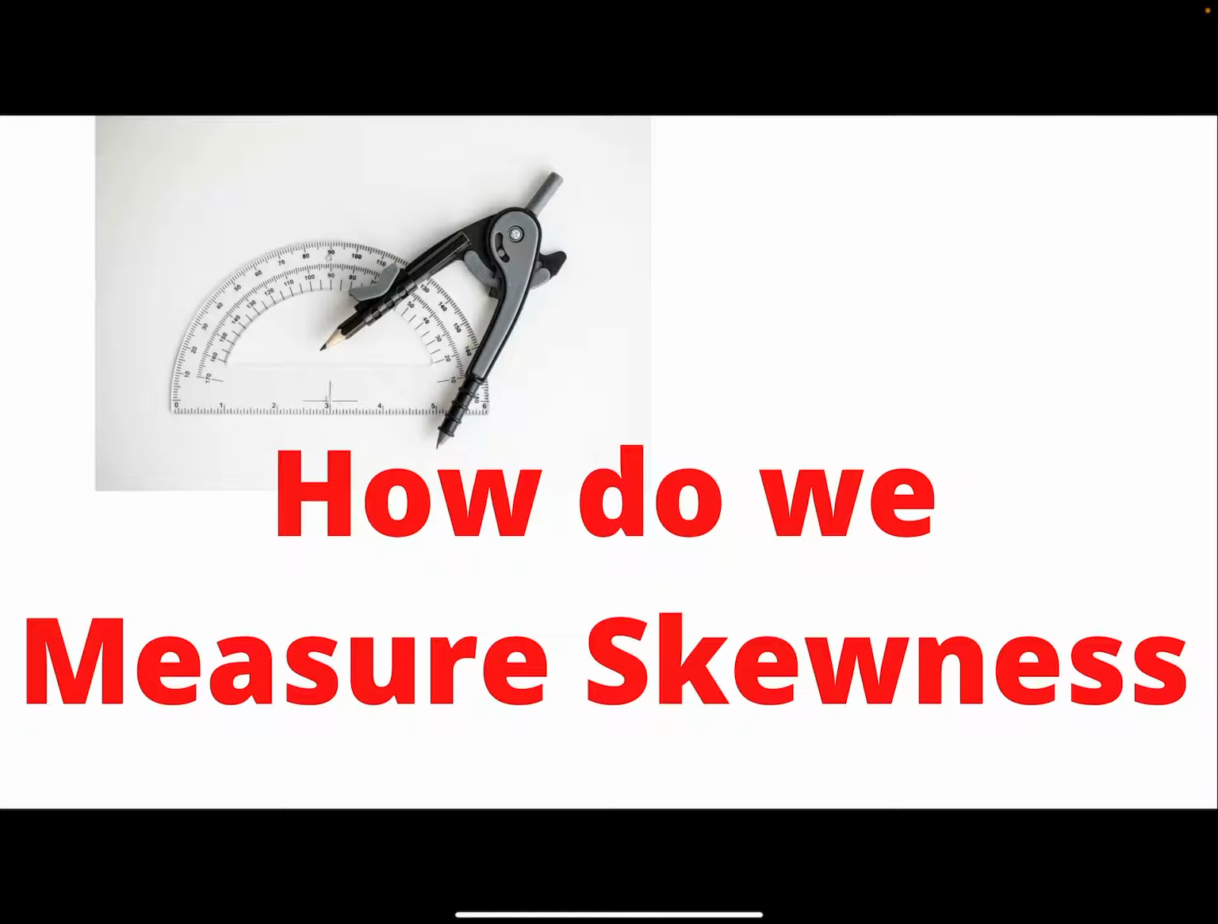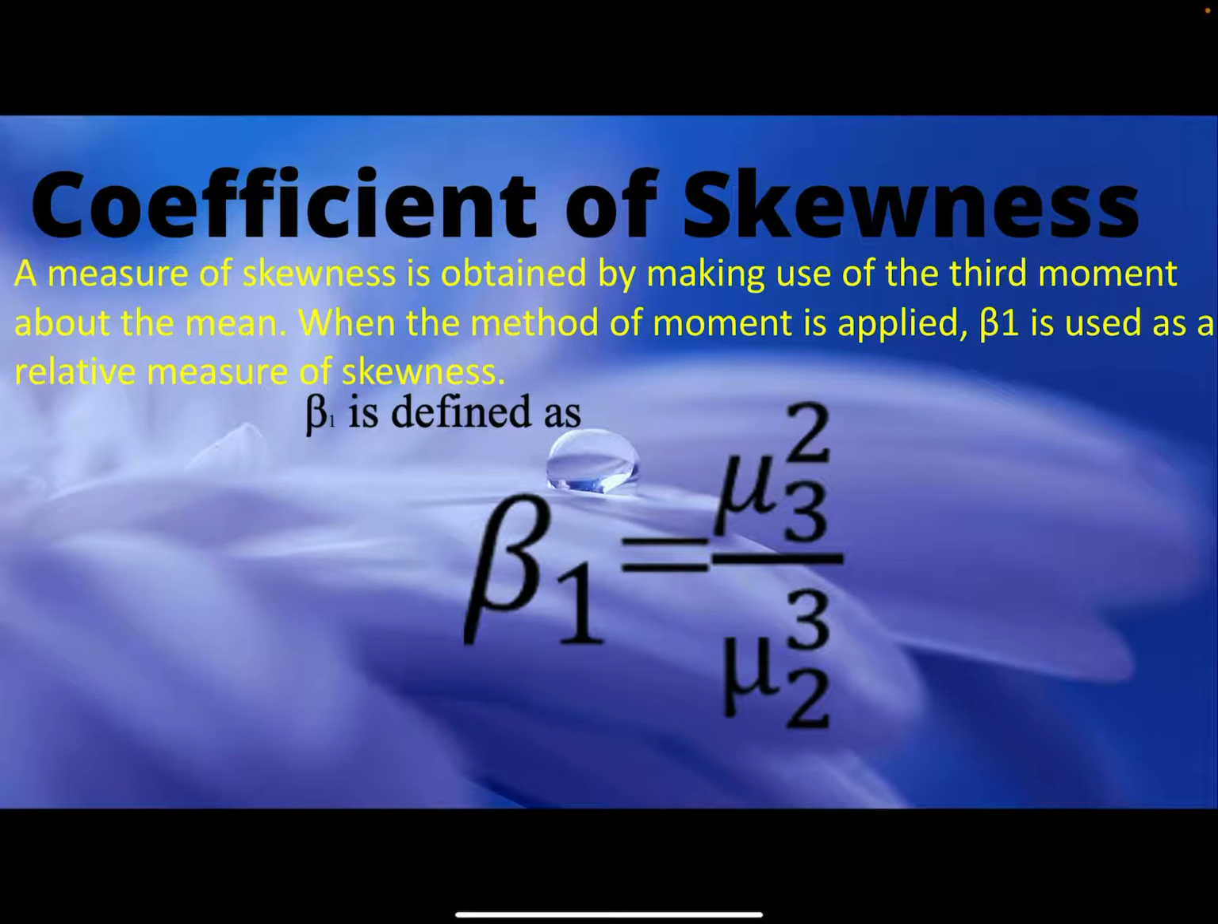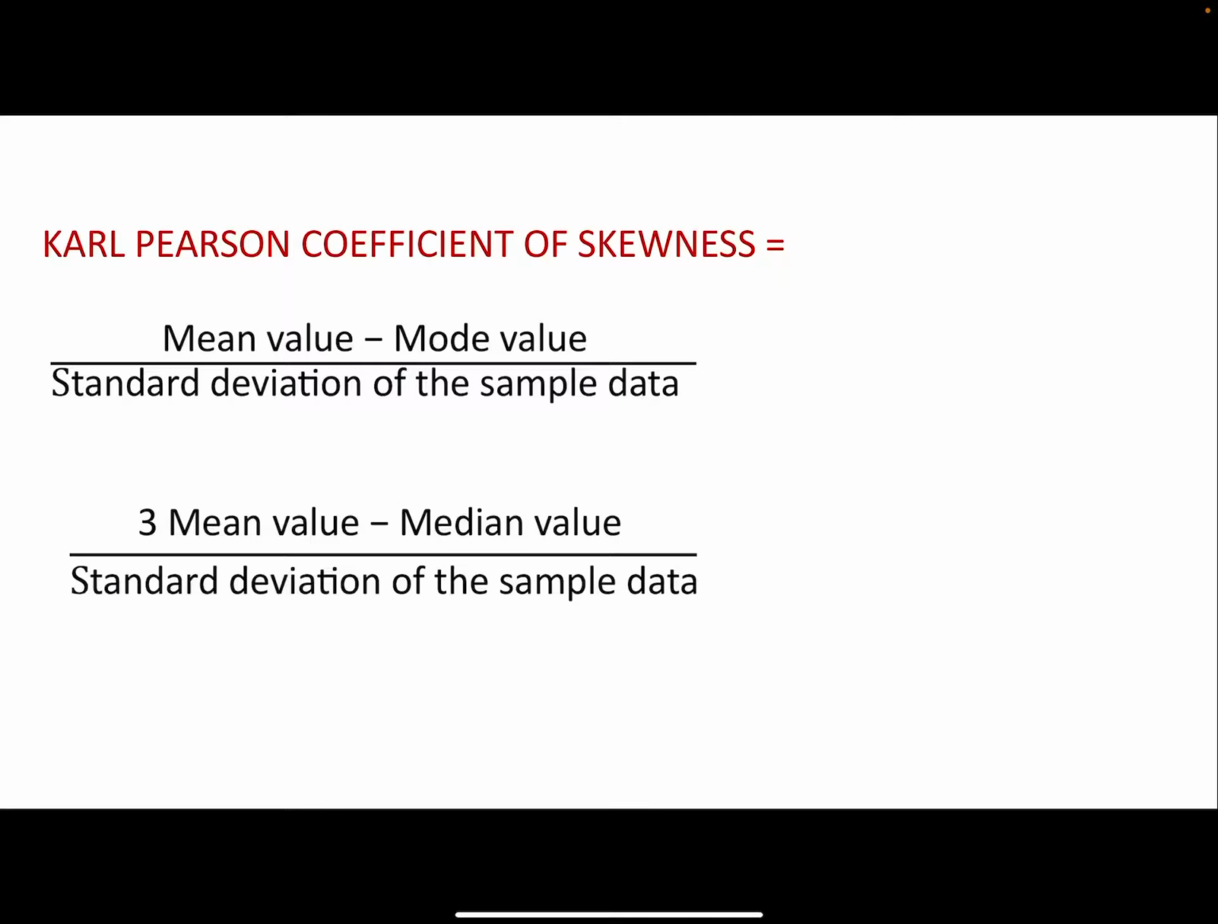How do we measure the skewness? Let us understand this. There are 4 methods to measure the skewness. One is Karl Pearson method, then there is Bowley's method, then Kelly's method, and the method of moments. These methods give you the coefficient of skewness. In this lecture and in the coming lectures, I will be discussing the method of moments. The coefficient of skewness using the method of moments is given by beta 1, and beta 1 is mu 3 square upon mu 2 cube. What is mu 3? Mu 3 is the third moment about the mean, and what is mu 2? It is the second moment about the mean.